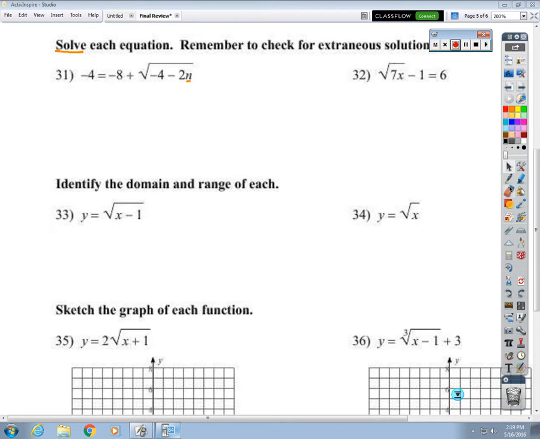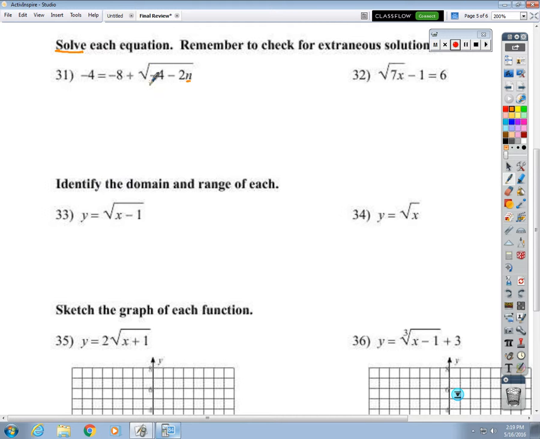Number 31. They ask us to solve the equation. There's a variable, and so we need to isolate this n. Well, currently n is not isolated because you've got the -4 minus the 2 that's being multiplied by it, and you got a square root over it. But besides all of that, you've also got this -8 on the outside. So to get n by itself, what do you think we're going to do first?